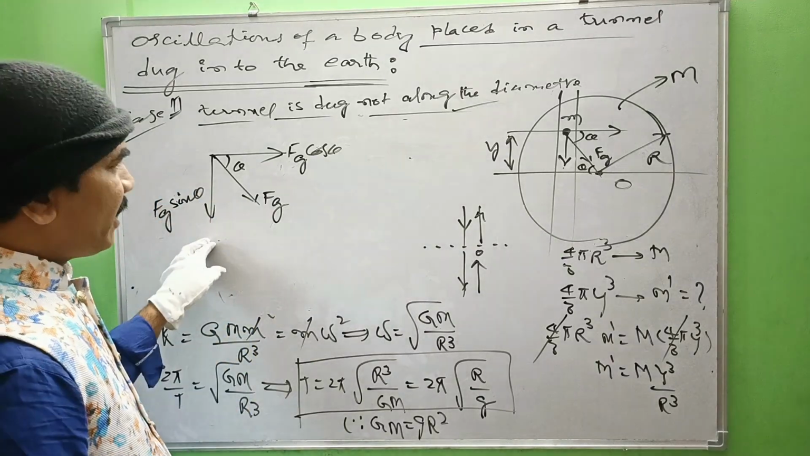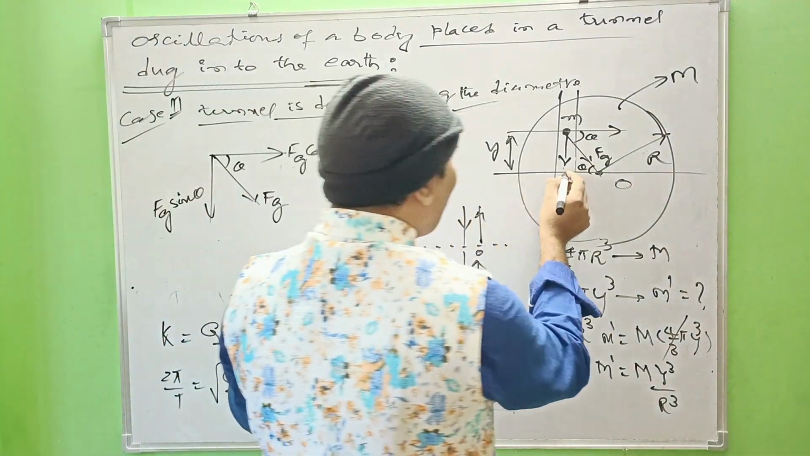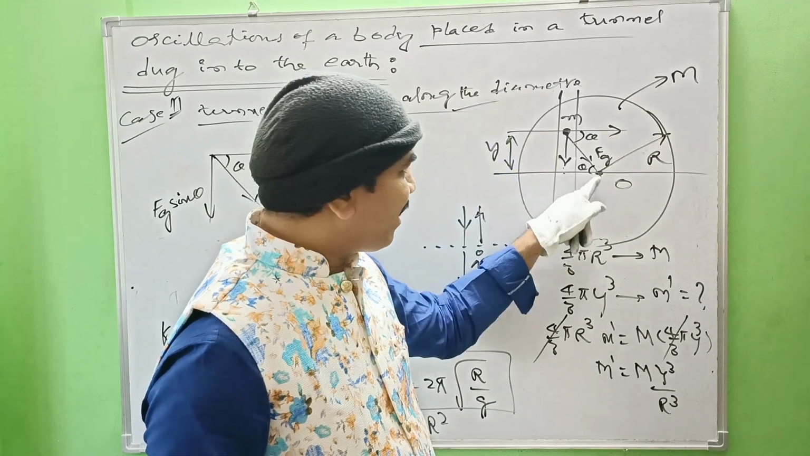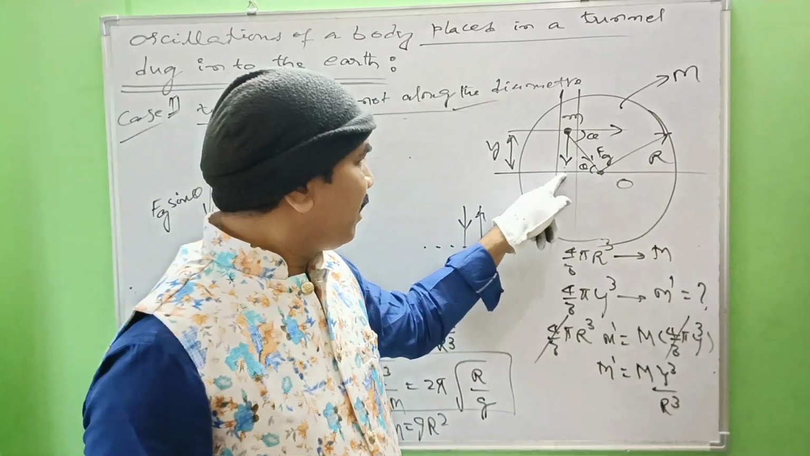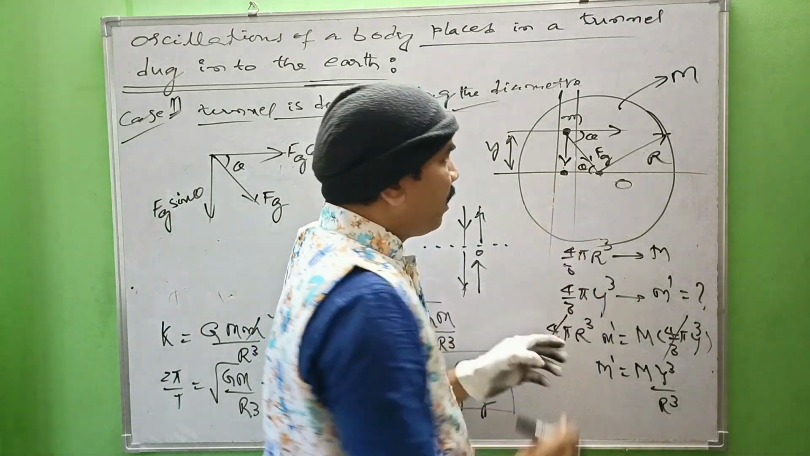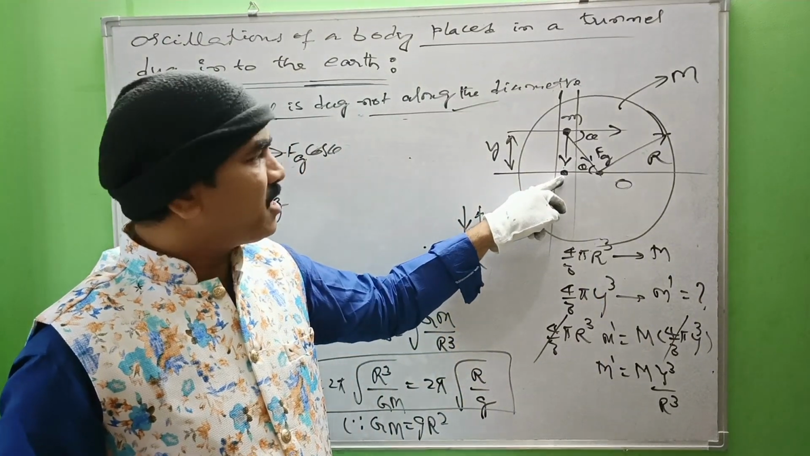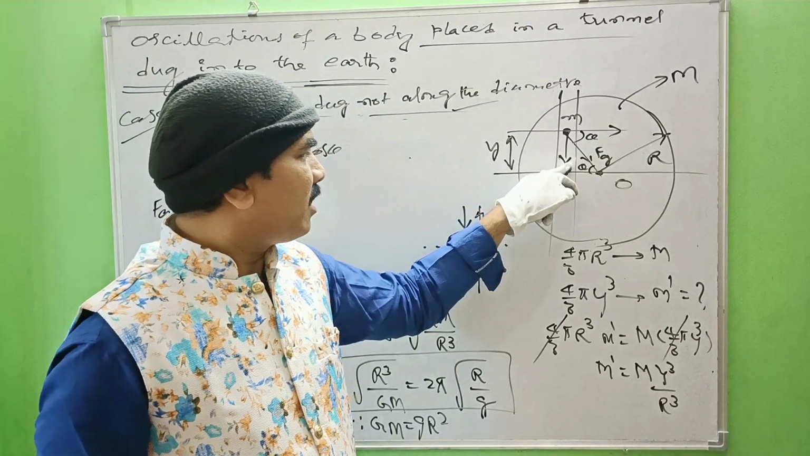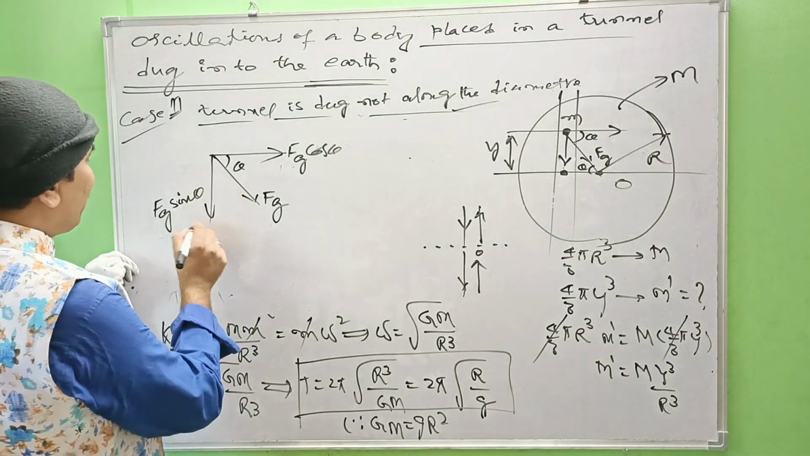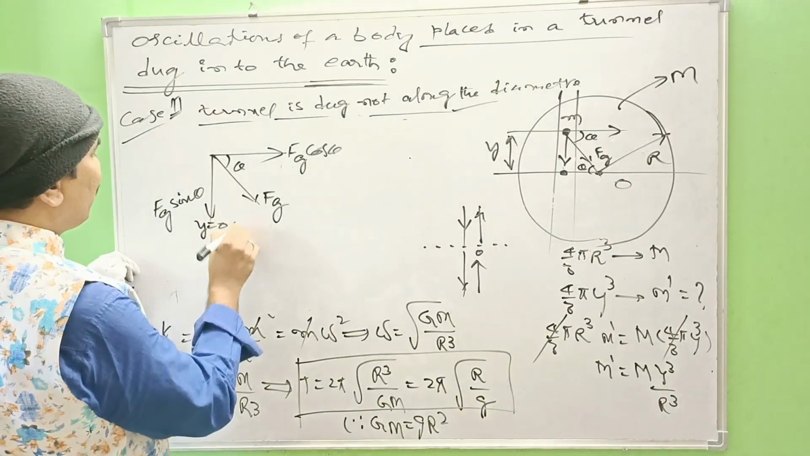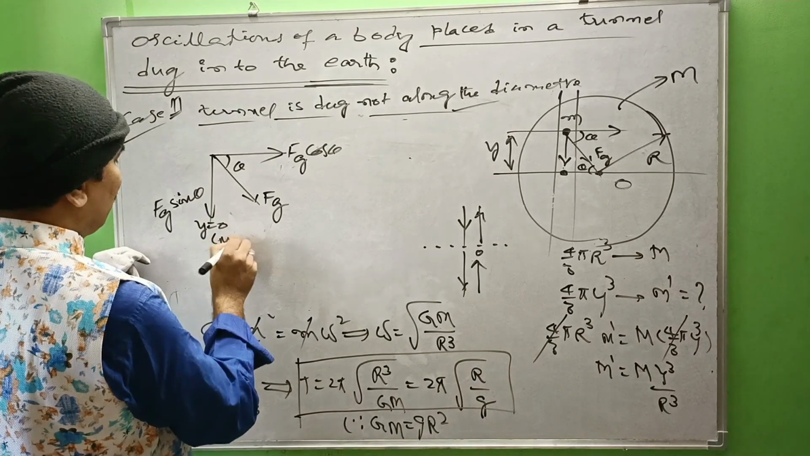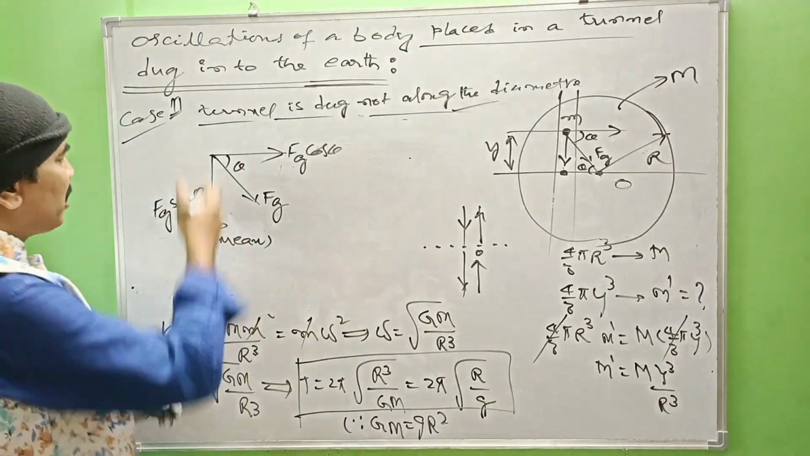Okay. Now see, this is the mean position. If it is dug along the diameter, definitely the center will be the mean position. But in this case, this will be the mean position. Now, which component is acting towards the mean position here? Either this one or this one. Definitely this one, that is the sine component. The sine component is towards the mean position. y equal 0 is the mean position.